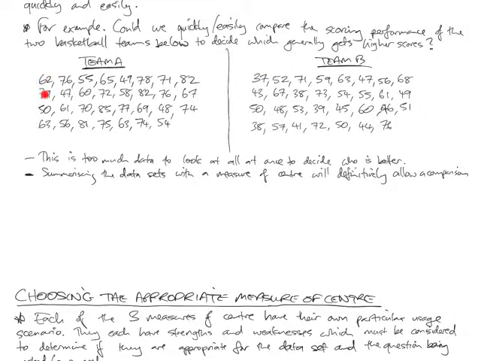It doesn't matter that the first one is 62 and the first one in Team B is 37. You're not going to be able to tell which team is better based on that alone, because Team A might have compensated for it and scored lower later on than Team B. So it's not just a simple comparison of the numbers in line with each other. You want a sense of the team as a whole. So this is too much data to look at all at once to decide who's better.